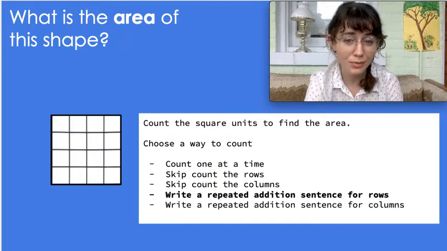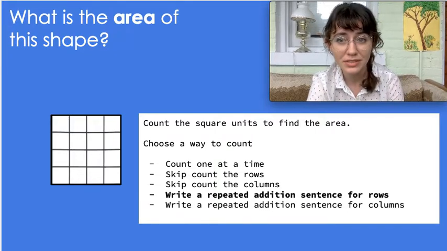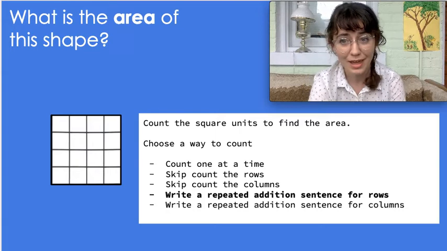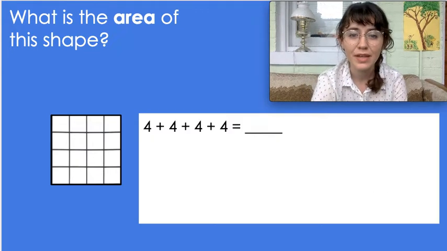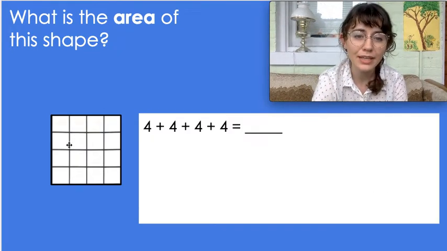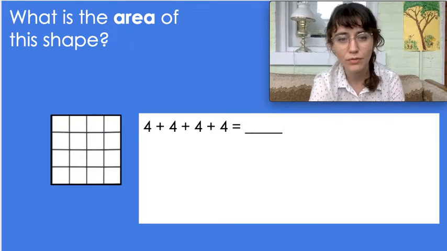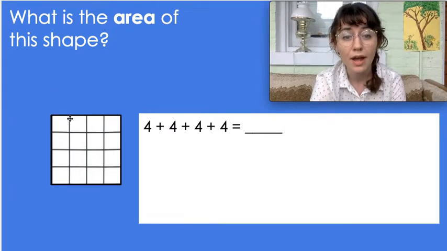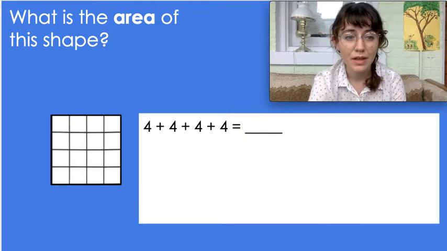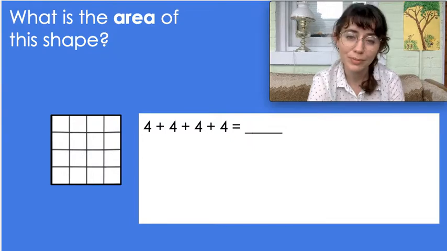So I chose to write a repeated addition sentence for the rows. You might have done it a different way, and that's okay, but let's see how I did it. So I looked at the rows, and each row has 4 in it. So I wrote the number 4 over and over, 4 times to represent the 4 rows that we have. So 4 plus 4 plus 4 plus 4.